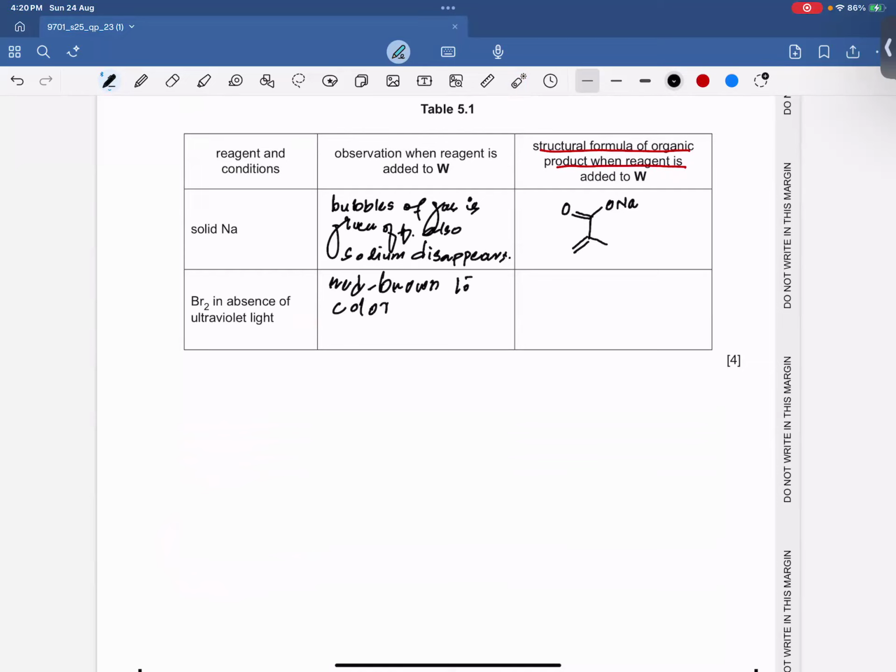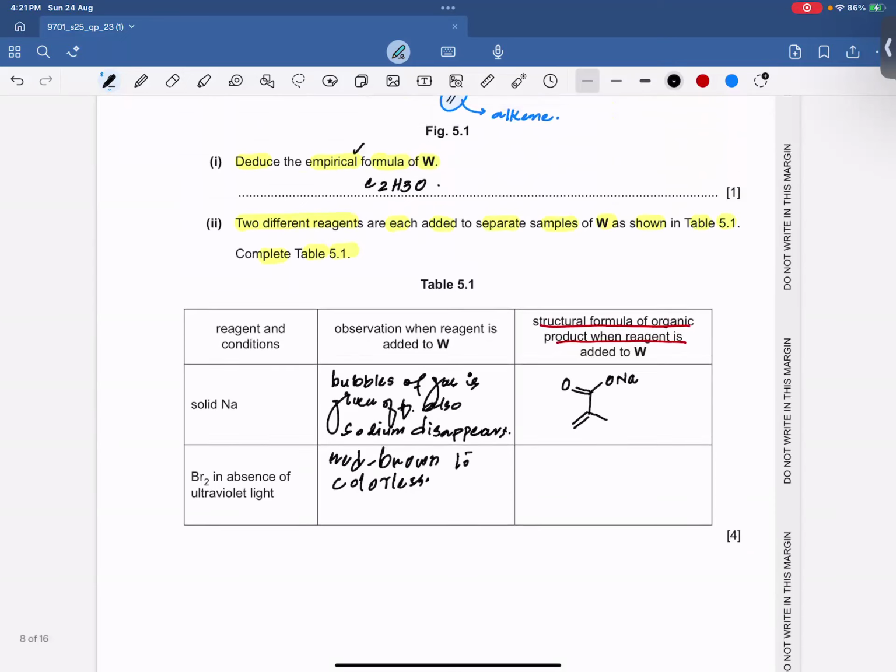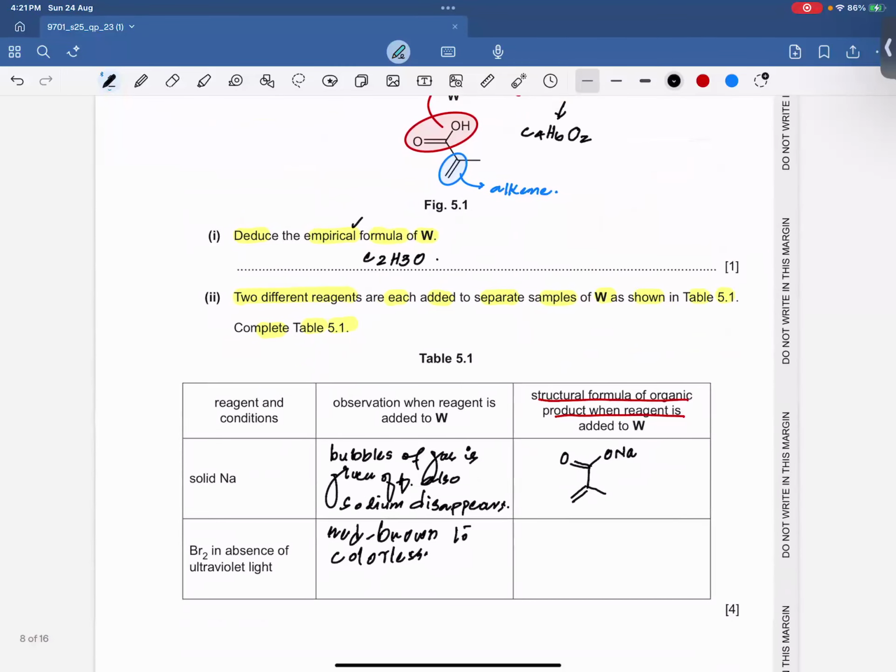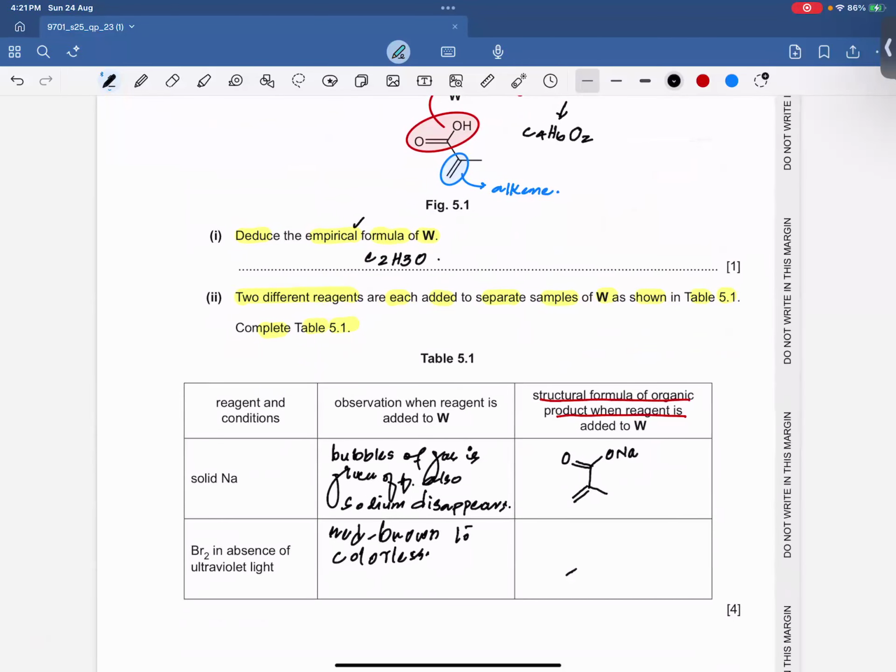Don't write "bromine decolorizes"; that statement is not going to be acceptable in the paper. Write red-brown to colorless, okay? And the product of this reaction is going to be like this. The carboxylic functional group will remain as it is. Now you need to add one bromine here and one bromine here.